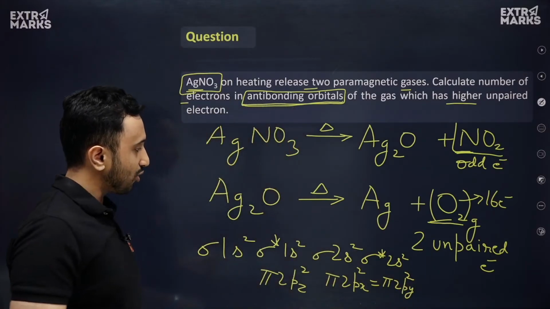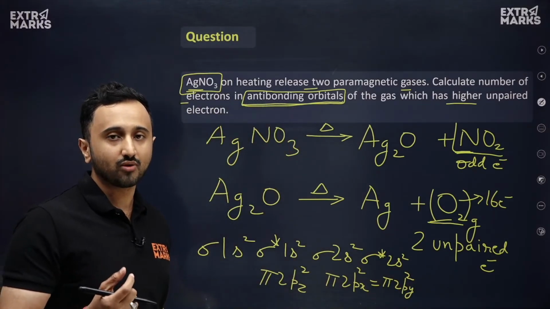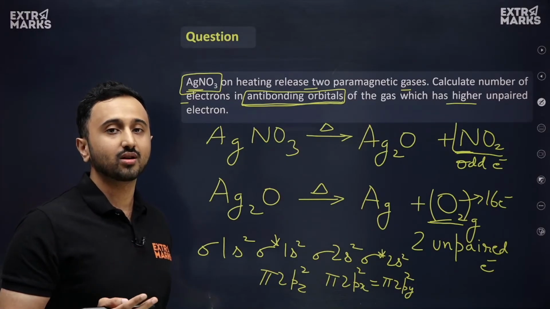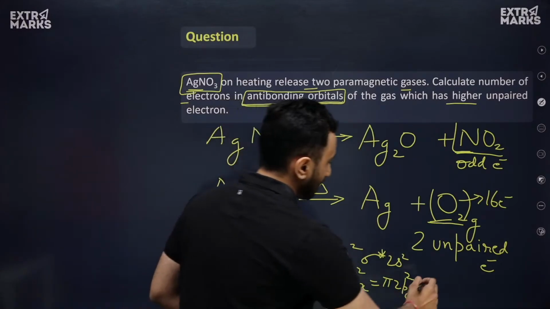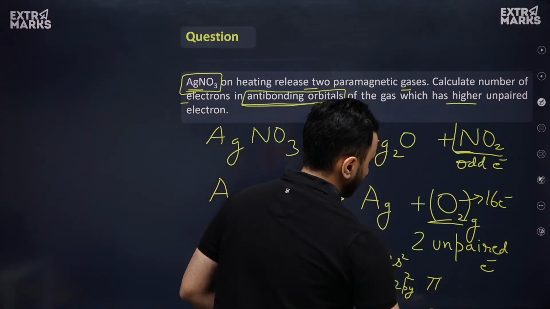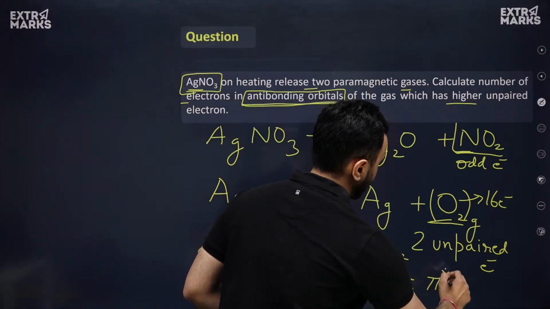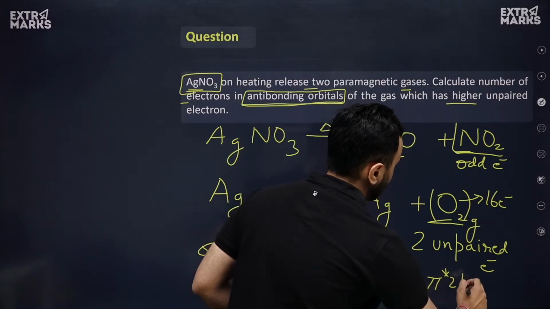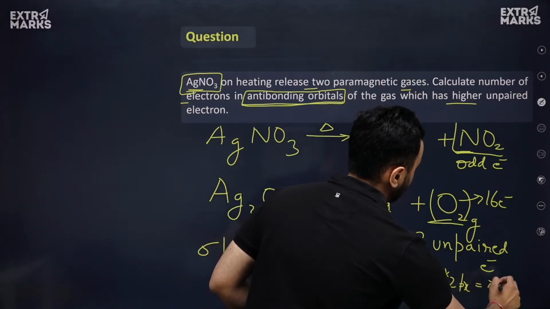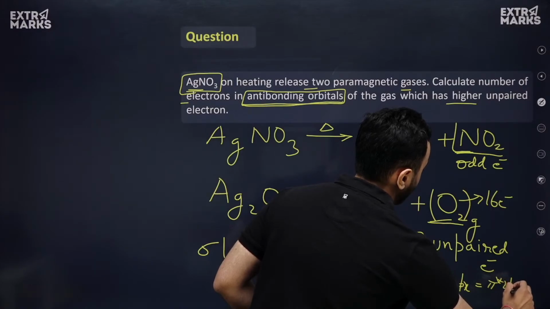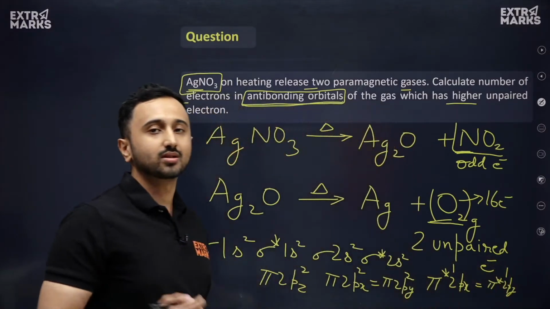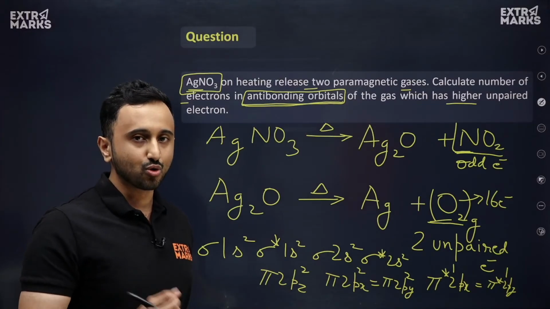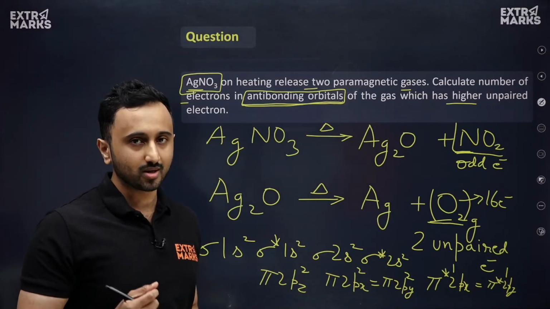So right now we have already filled a total of 14 electrons. We need to fill 2 more electrons. So let's fill them. Now we will fill them in anti-bonding orbitals. Pi star 2px equal to pi star 2py, 1 electron each. So this is the electronic configuration of O2 according to molecular orbital theory.